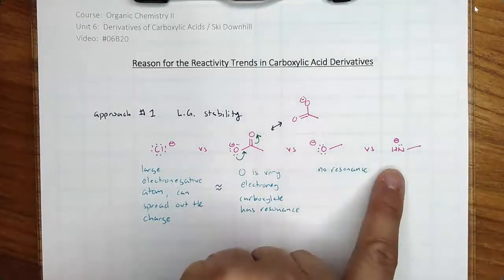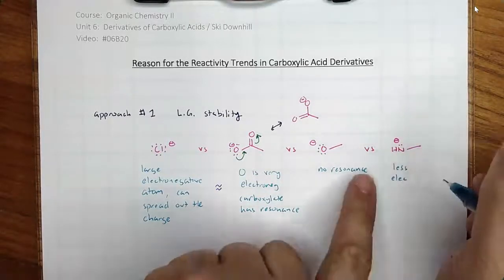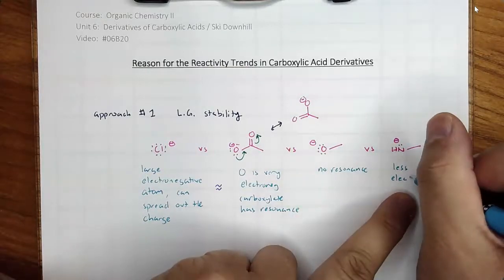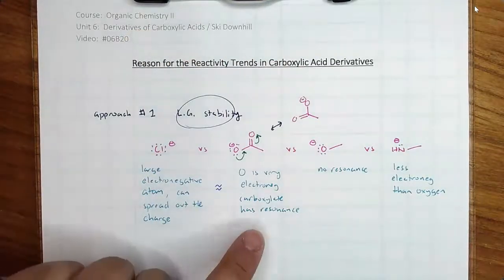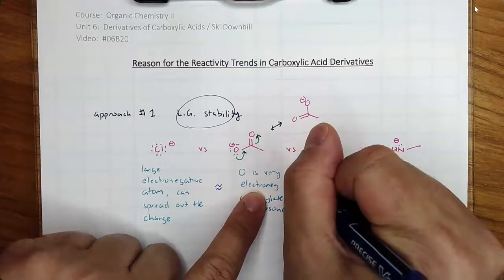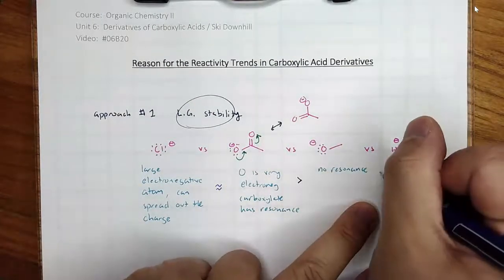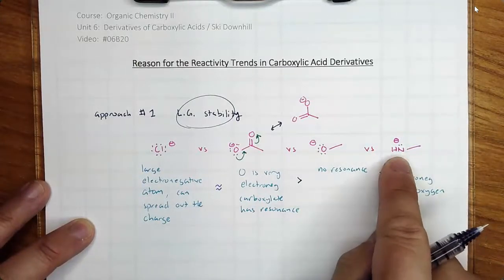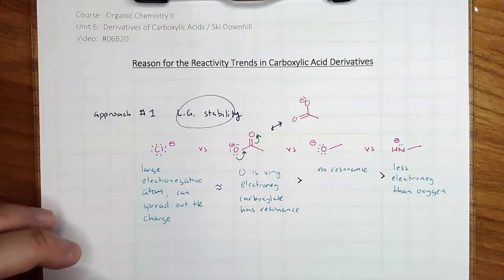And this nitrogen is less electronegative than oxygen. So now this is the loser compared to this alkoxide. So in terms of leaving group stability, definitely this carboxylate is more stable than the alkoxide, and the alkoxide is more stable than the NHR minus. It's this kind of gray area that we should use approach number 2.